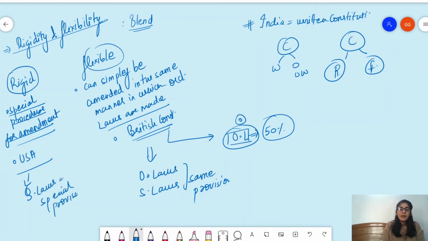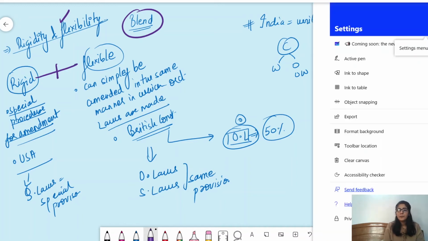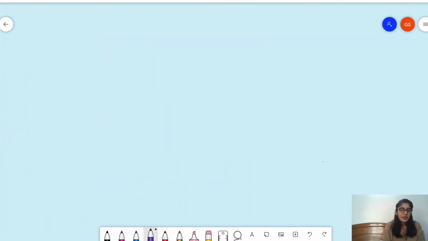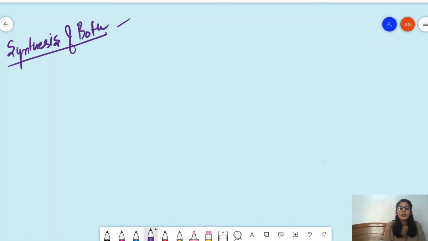Is this clear? Now, what I've written here is that India is neither this nor that. It is a good blend of rigidity plus flexibility. Let's now understand that. What I'm saying here is that the Constitution of India is neither rigid nor flexible, but a synthesis of both. That is, it is both rigid and flexible.